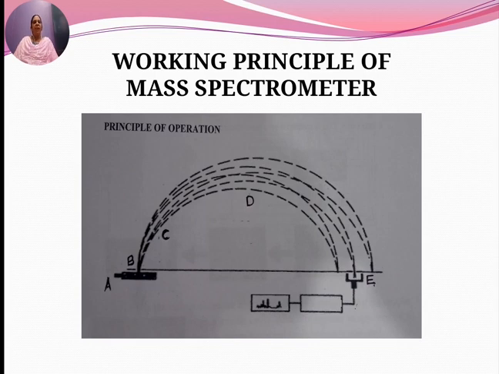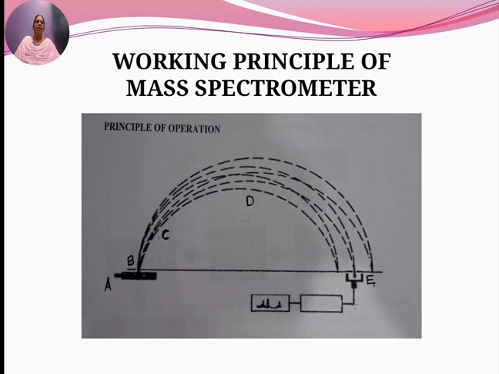So lighter ion beams are deflected more, and heavier ion beams are deflected less. Where the charge to mass ratio is equal, the ions fall on the collector electrode, which is E. So the accelerating voltage on the ion source is gradually reduced. When the acceleration voltage is changed, you can identify the mass of the species.